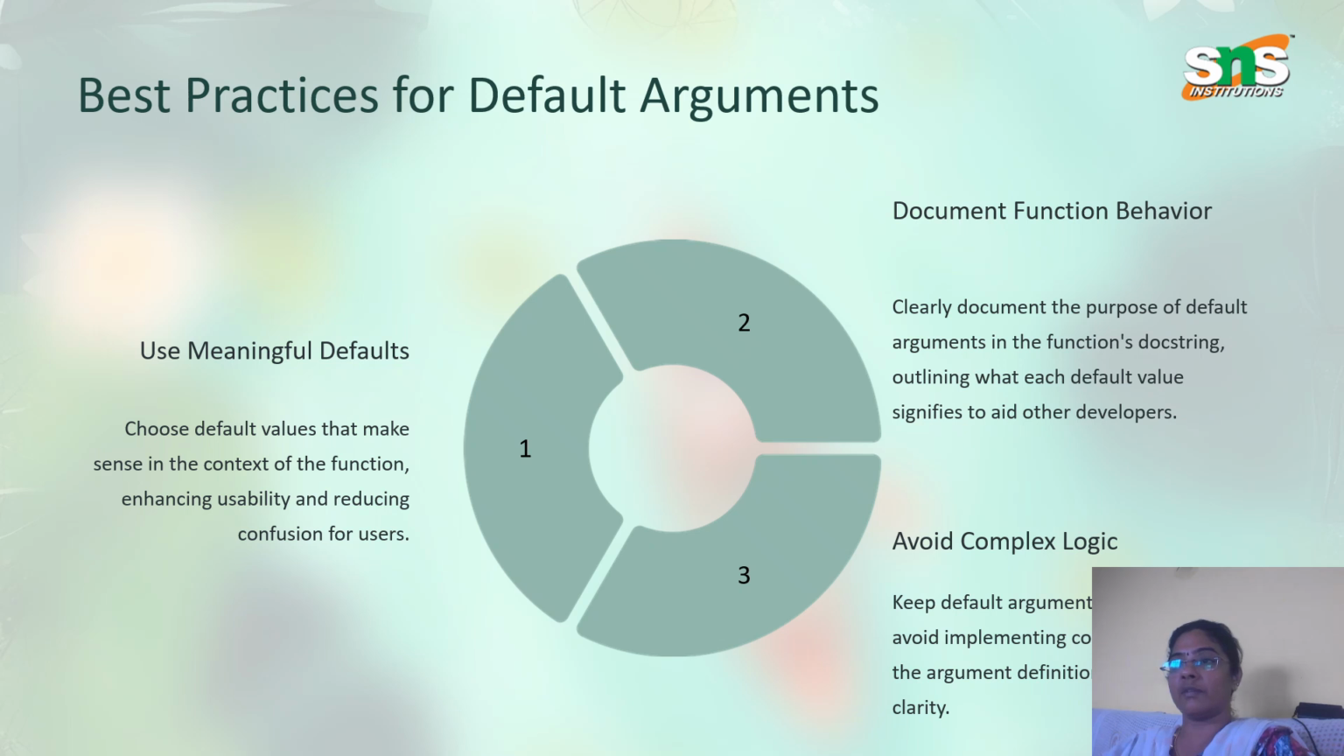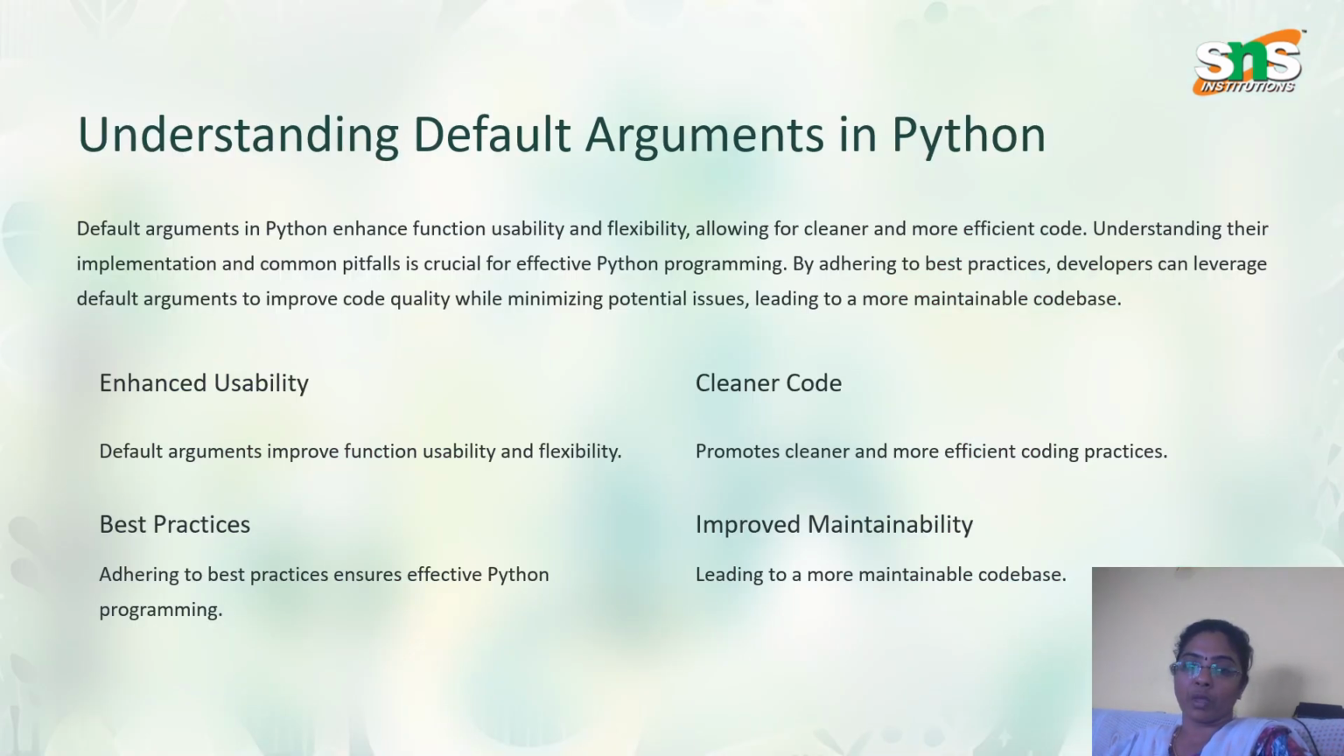So based on that, developers may extend the program or their function, and they are able to fit it within their particular concepts. And then it should avoid complex logic. So avoid implementing more and more code features, and a clear argument definition provides more clarity in the functions. So by using default arguments in Python, the advantages are that it enhances the usability, promotes clean code practices, and improves the maintainability.